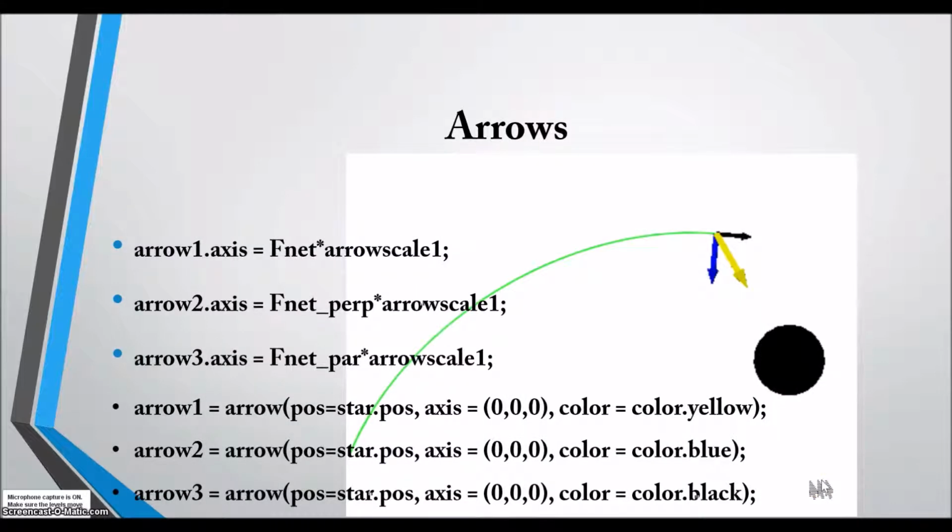Now this is a little screenshot that I took from my code being run, and we have 3 arrows. Arrow 1 is the yellow arrow, and it is Fnet. Arrow 2 is the blue arrow, and it shows Fnet perpendicular. And arrow 3 is the black arrow, and it shows Fnet parallel. And as you can see, that is definitely Fnet parallel.